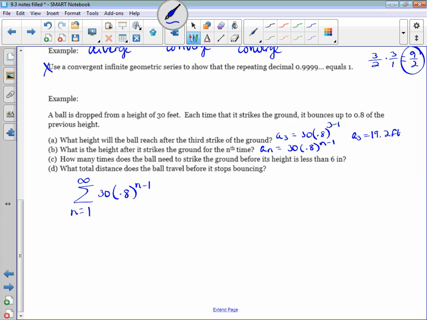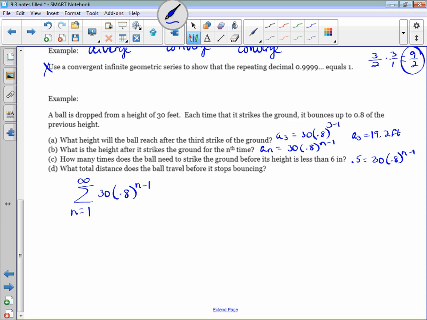How many times does the ball need to strike the ground before its height is less than 6 inches? So what would we do? This would be the 6th. Yeah, you're right. So you would do 0.5 over here too, and you would have to solve that equation. You guys remember how to solve equations where the variable is in the exponent?